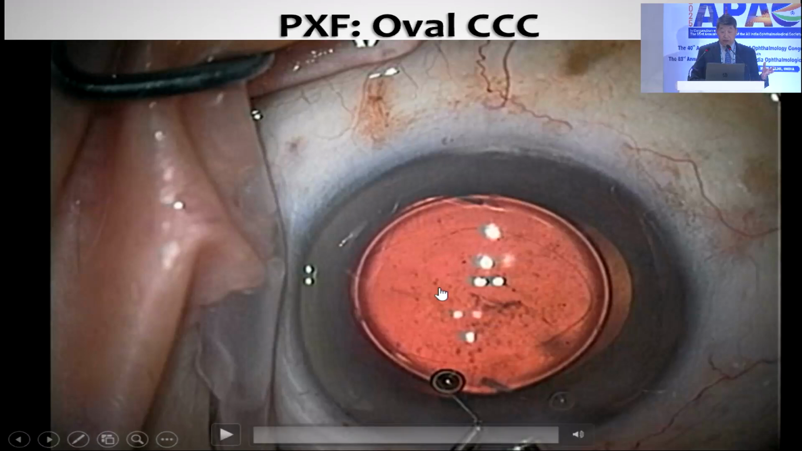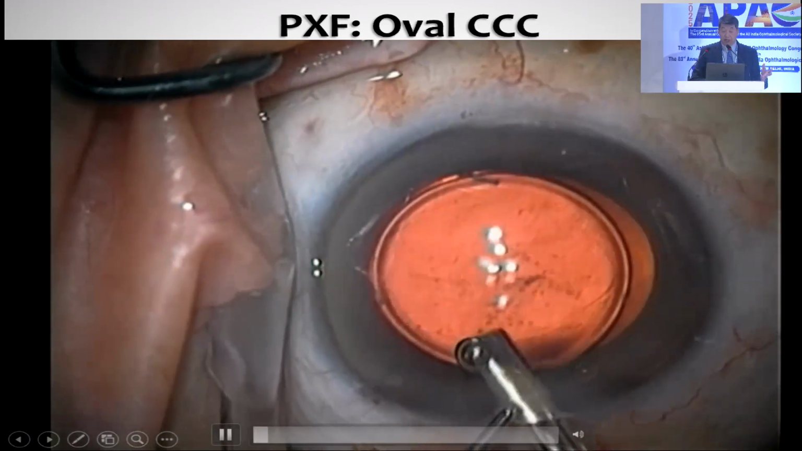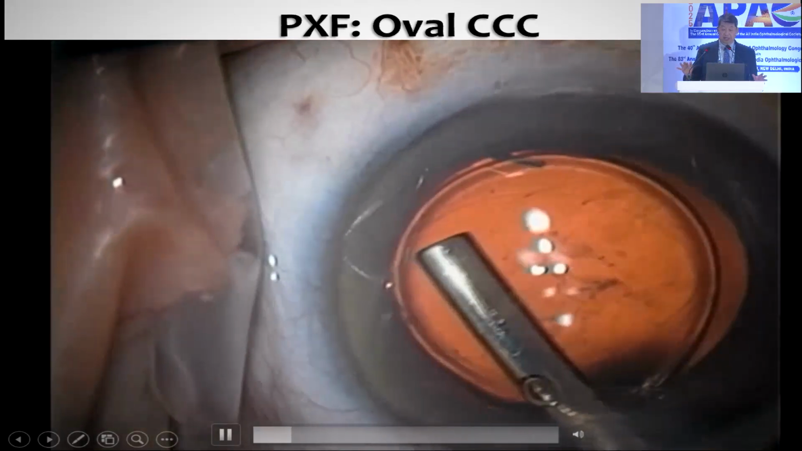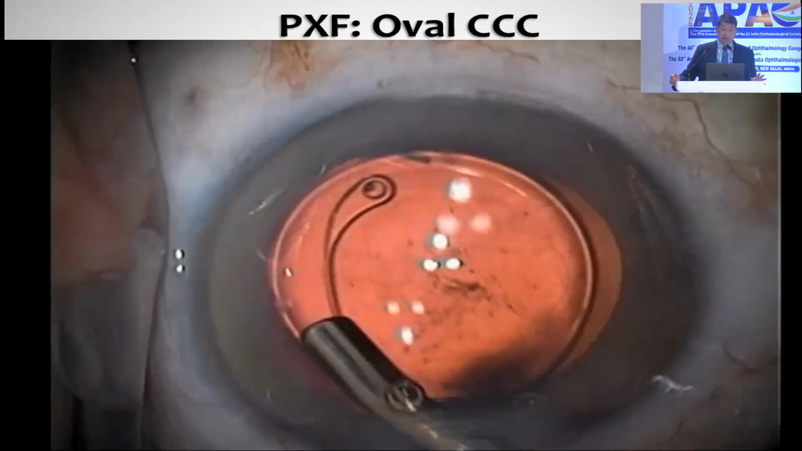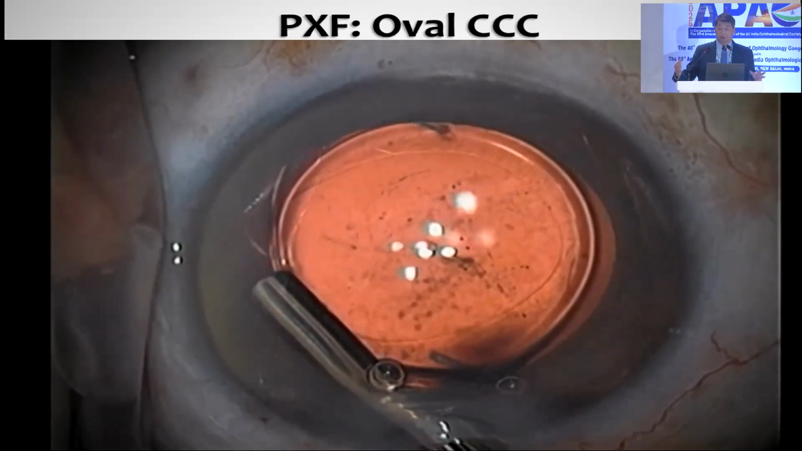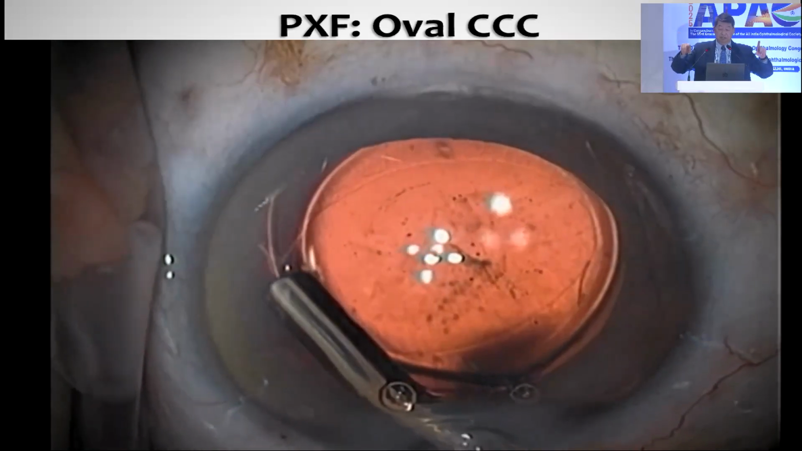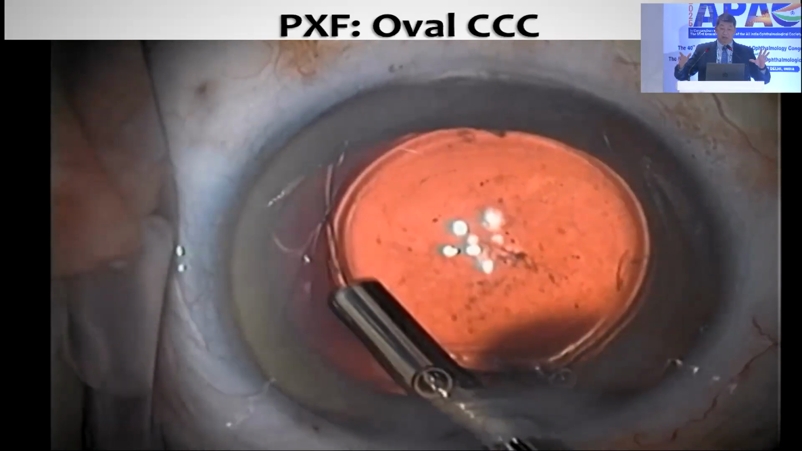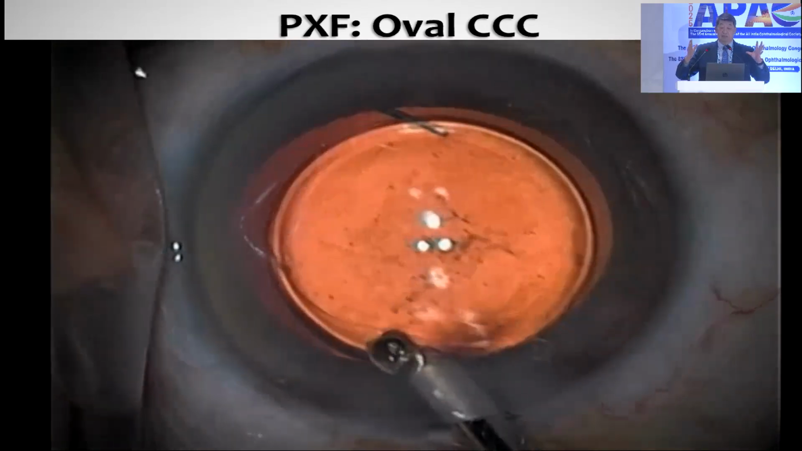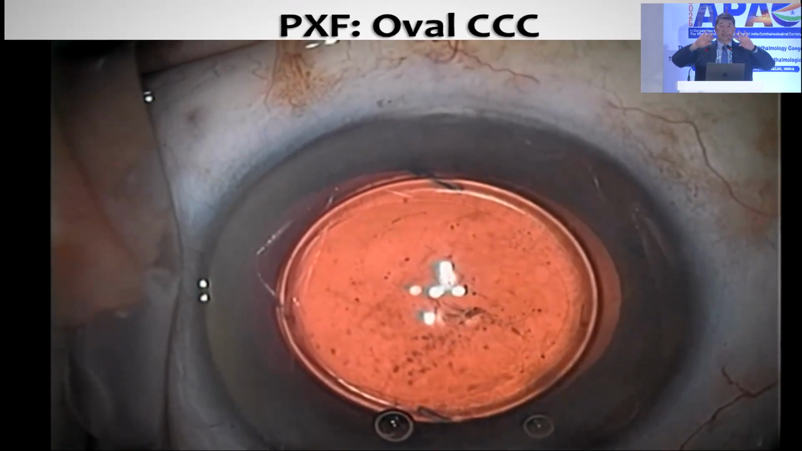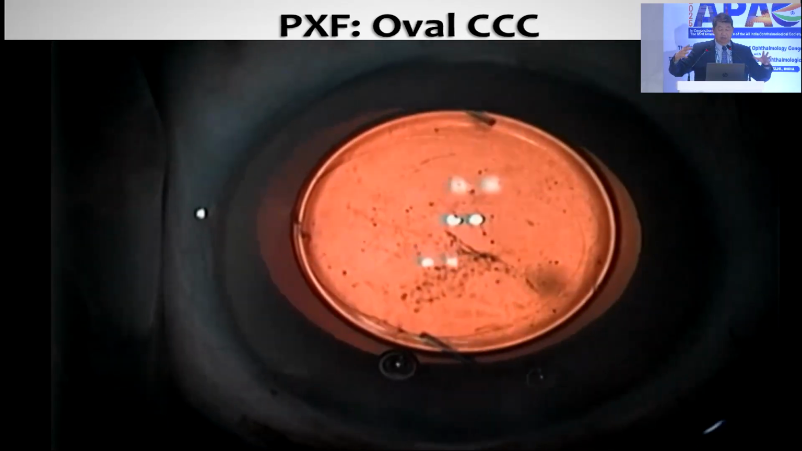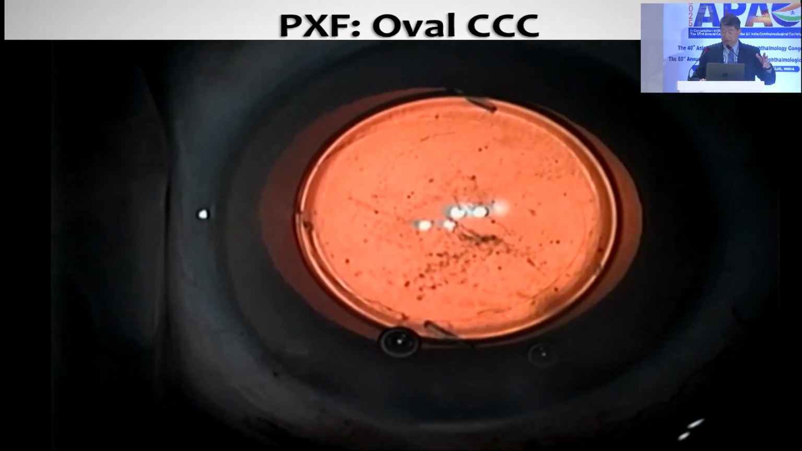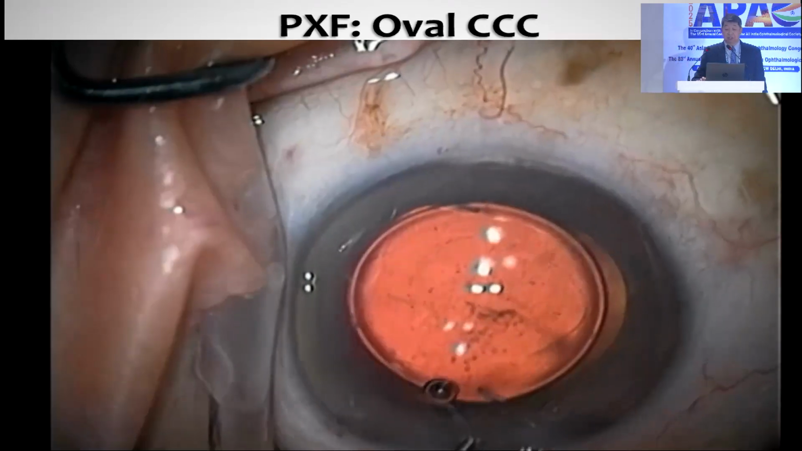So I'm going to insert a CTR inside, and I do like inserting it this way, even though the haptics go the other way, and watch what happens. This oval rexus becomes round. So this demonstrates the mechanism of CTR. It's distributing forces equally to all 12 clock hours at the same time. So a nice demonstration of how the CTR works.